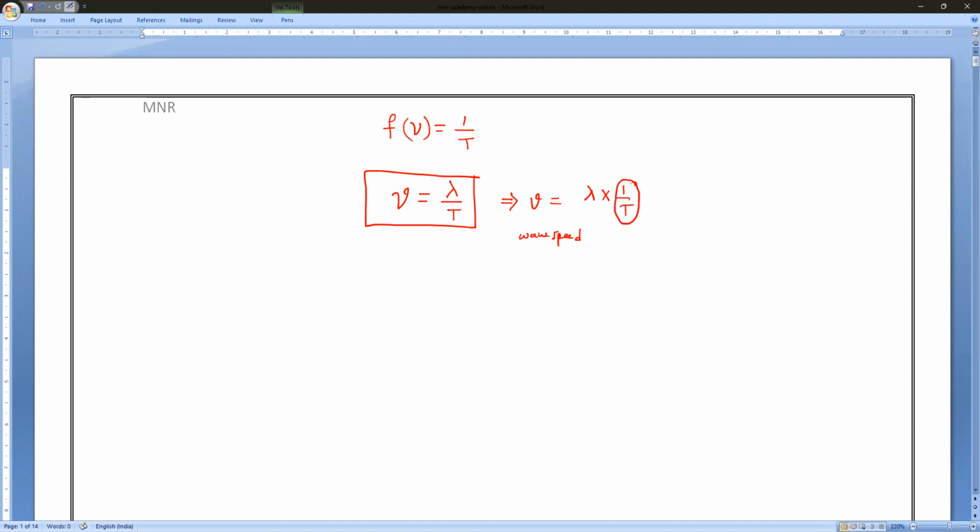So 1 by time period I can write as what, guys? Everybody? Frequency. Yes, frequency. So if I write frequency, I can say wave speed is equal to wavelength into frequency. In place of frequency, whatever symbol you are convenient with, you can write it.